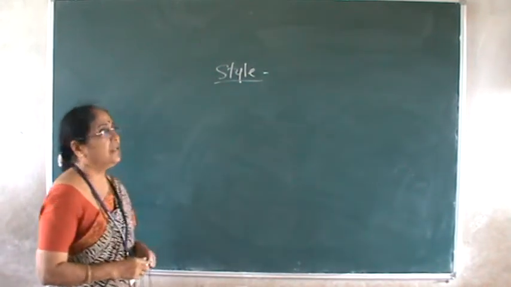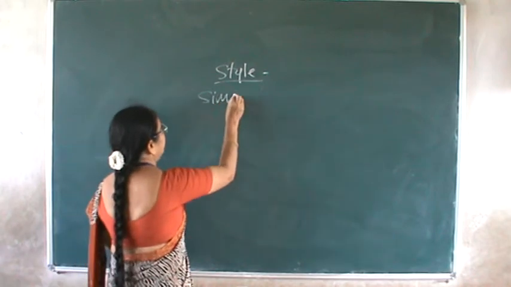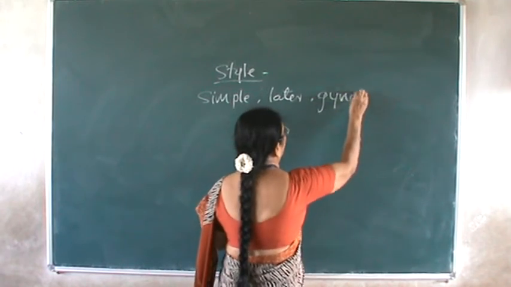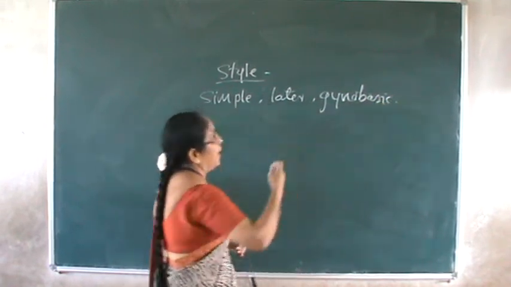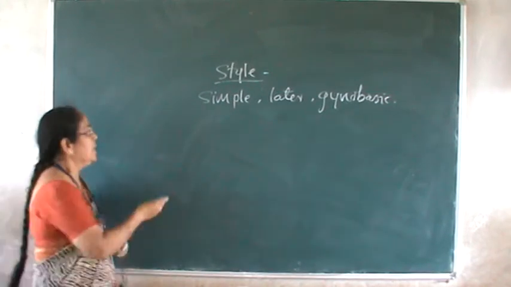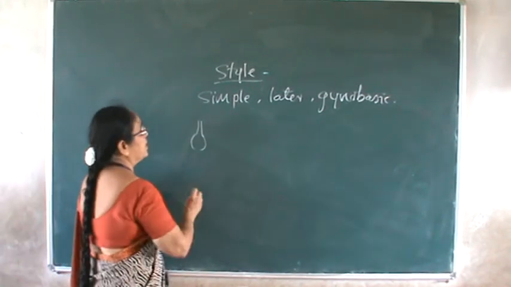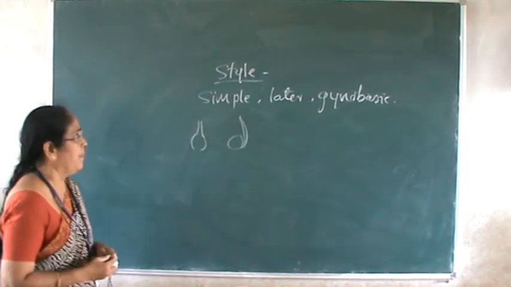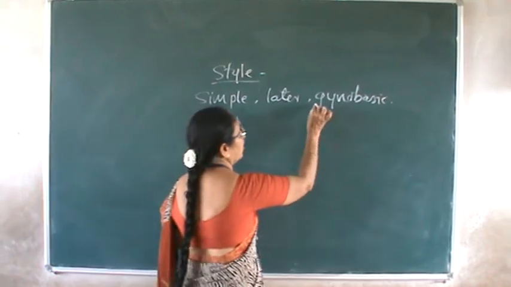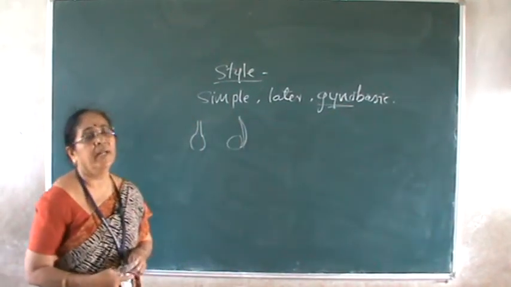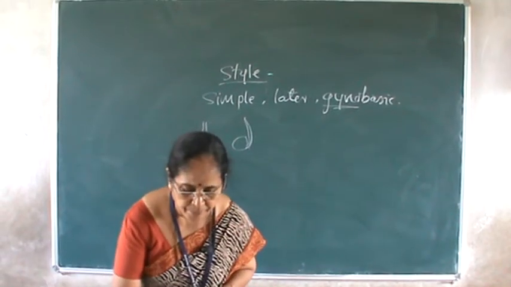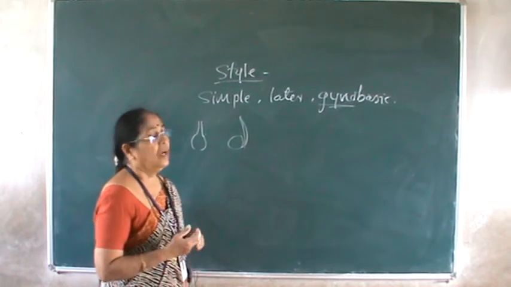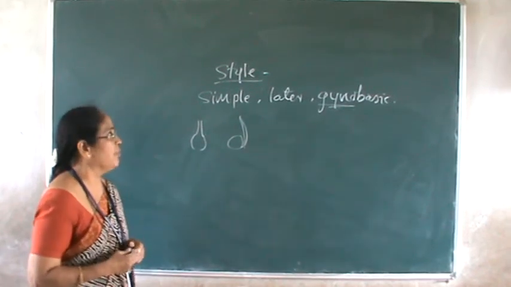You have learned that there are three different types of style: simple, lateral, and gynobasic. All these three are mentioned in the previous video. Simple style means the style arising from the top of the ovary, like this. Lateral means the style is arising from one side of the ovary, as it is found in mango. Gynobasic means it is arising from the base of the gynoecium, which is found in Lamiaceae family members. It is there in the previous video. You just check and learn the meanings of all those words.